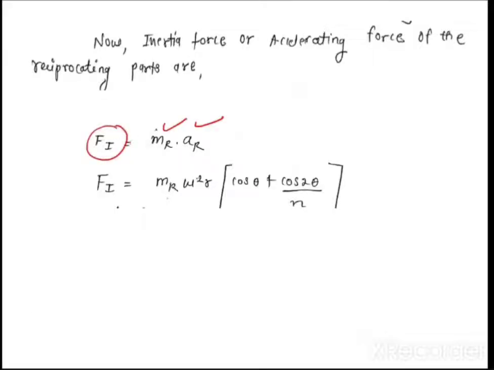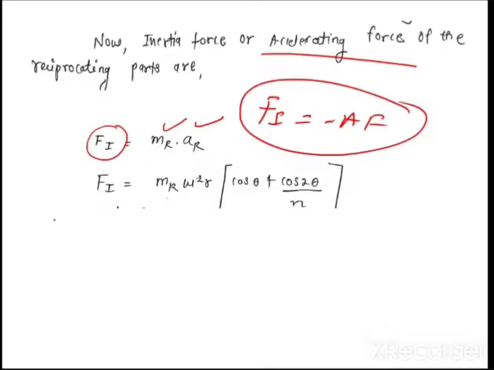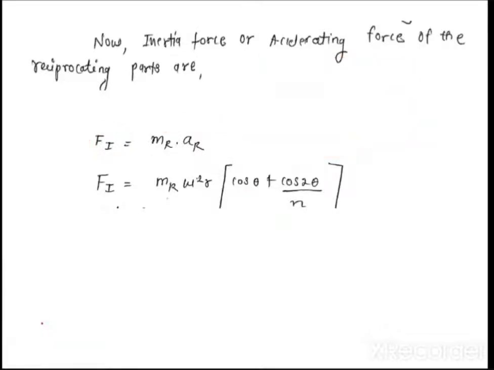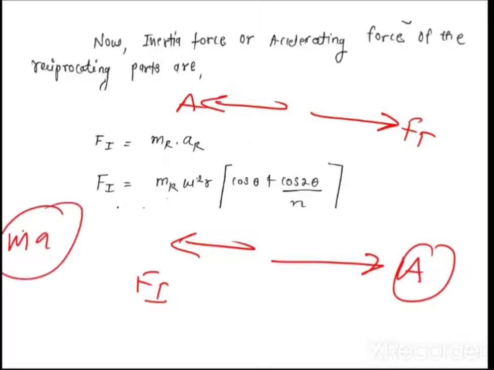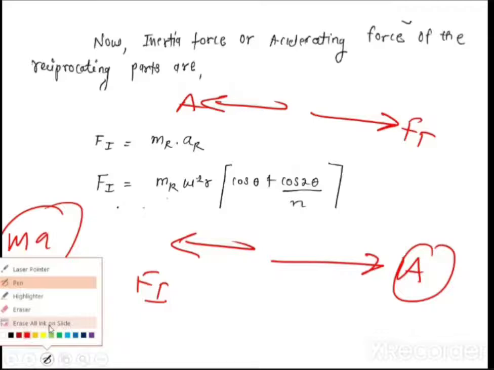Now this inertia force and exciting force are equal but opposite. We know that inertia force Fi is equal to minus of exciting force. Their magnitude is the same, that is M into A, only the direction is opposite. If inertia force is acting like this, exciting force will act like this. But the magnitude is equal, that is M into A. So that you understand first of all.